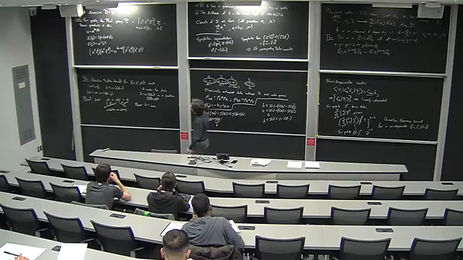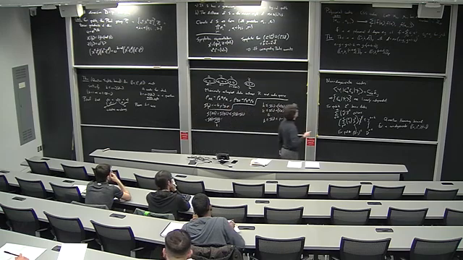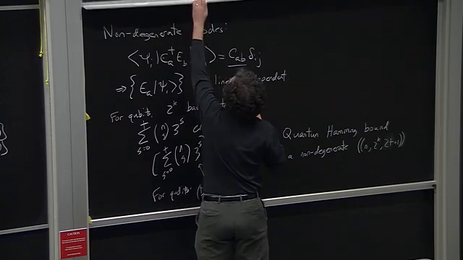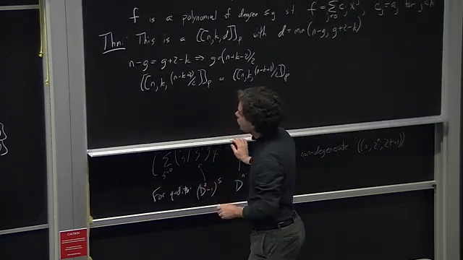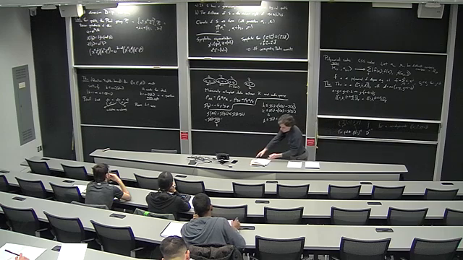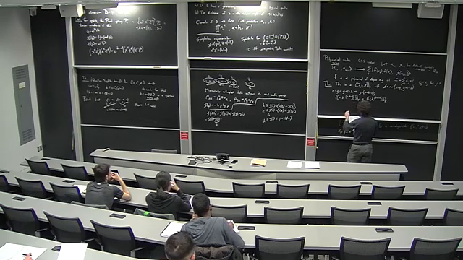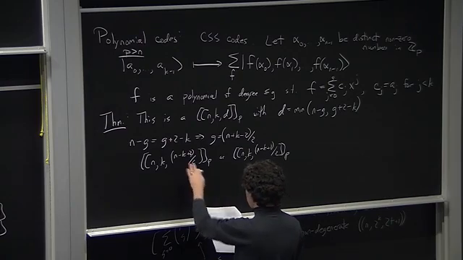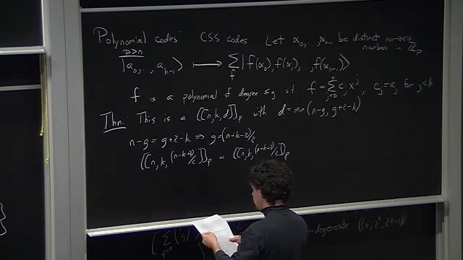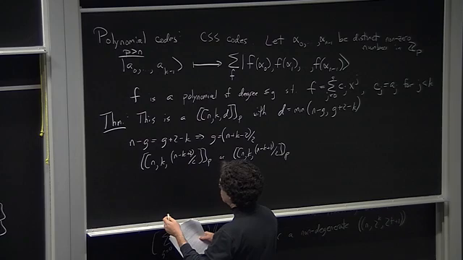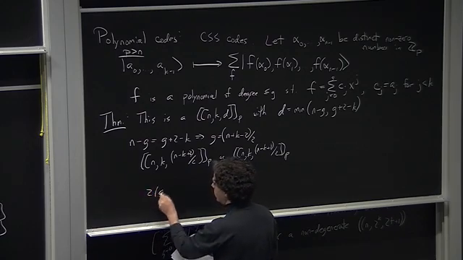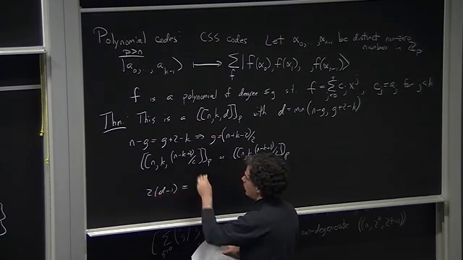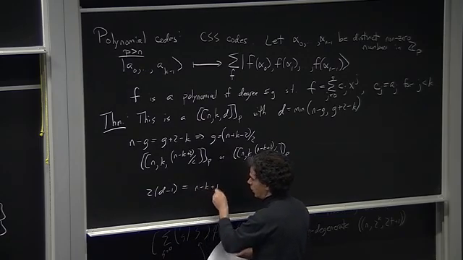And so this is one way you can see that the polynomial codes are interesting, because let's look at them. So I guess probably this is the case that's the interesting one. So 2 times d minus 1 for polynomial codes is n minus k plus 1.